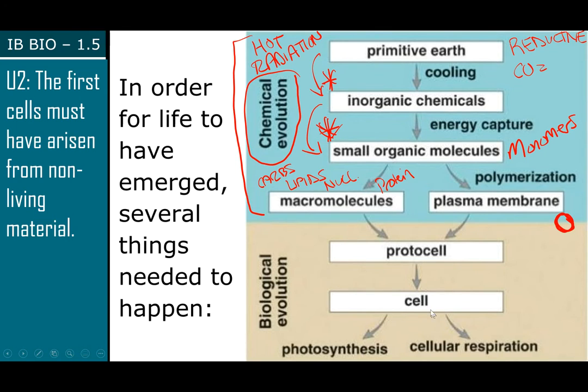And of course, we know that cells use predictable and repeatable chemical processes to live. Photosynthesis to store energy, right? And cellular respiration to use it. Now, these are life, right? So this is the point at which, when you think of life, that's what we're talking about.